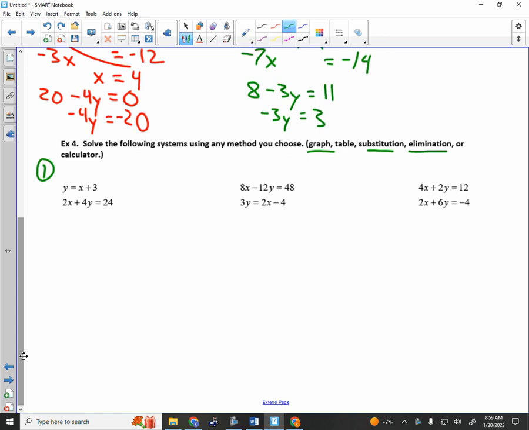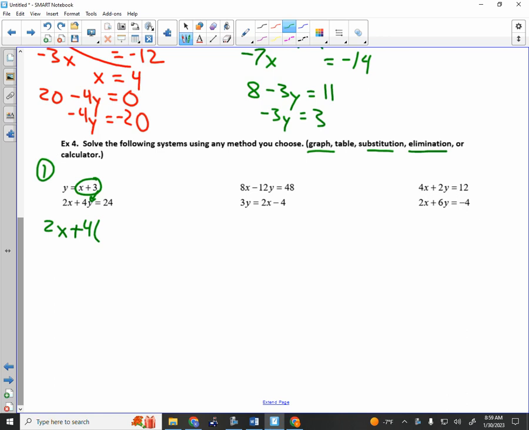5, 4, 3, 2, 1. Anybody got one they like there? Yeah. You like graphing? Okay. Anybody else? Substitution? Why did you choose substitution? Yeah, the y's already solved for it. Graphing would work. I like substitution here and just going 2x plus 4 times. This piece drops right in there.